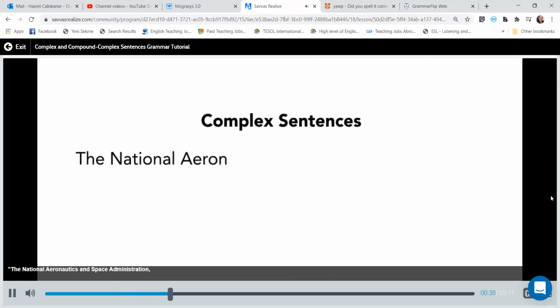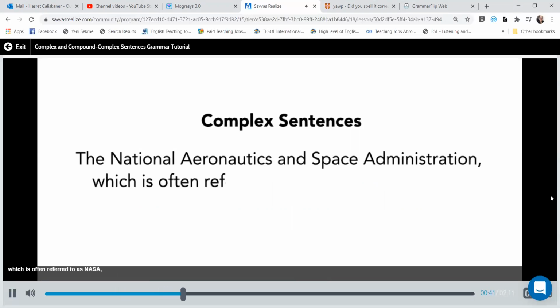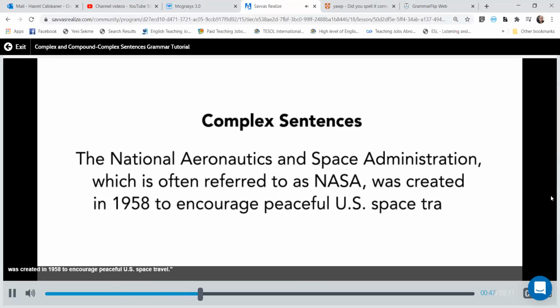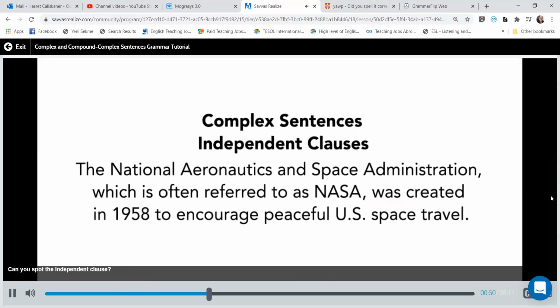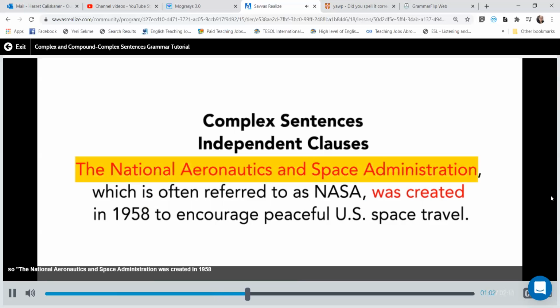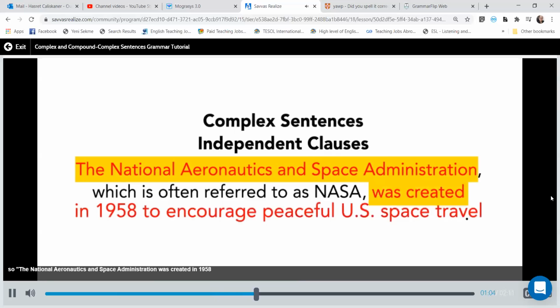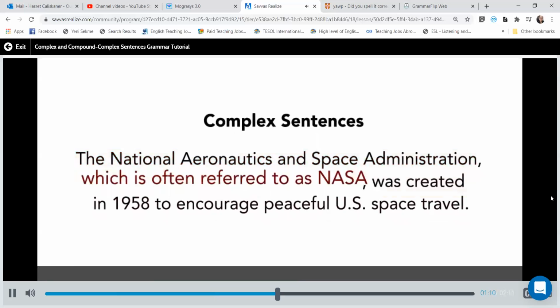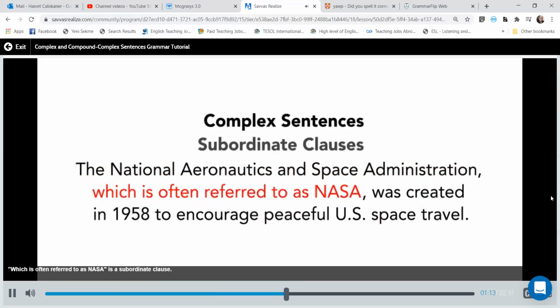The National Aeronautics and Space Administration, which is often referred to as NASA, was created in 1958 to encourage peaceful U.S. space travel. Can you spot the independent clause? It's hidden in there. The National Aeronautics and Space Administration is the subject, and was created is the verb. So, the National Aeronautics and Space Administration was created in 1958 to encourage peaceful U.S. space travel is the independent clause. Which is often referred to as NASA is a subordinate clause. It depends on the independent clause to make sense. That's a very complex sentence.